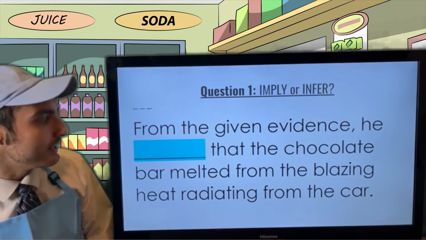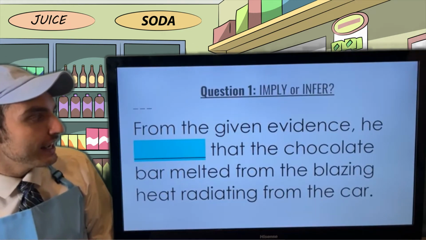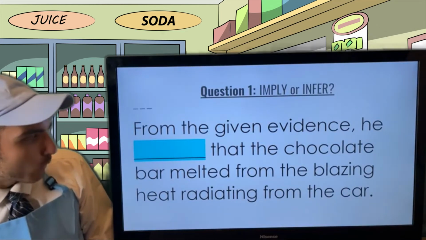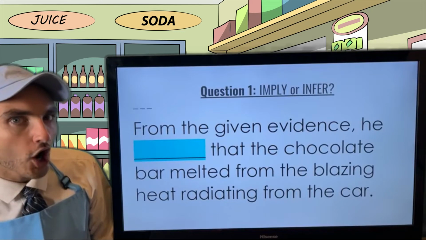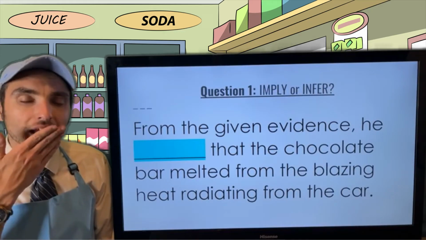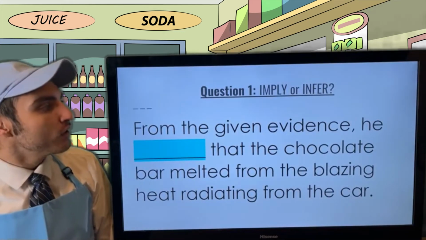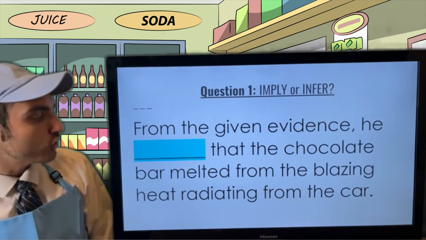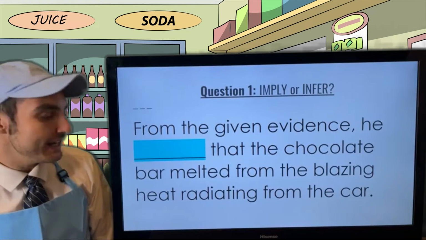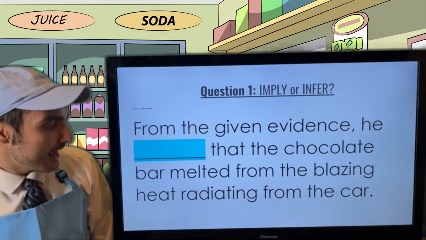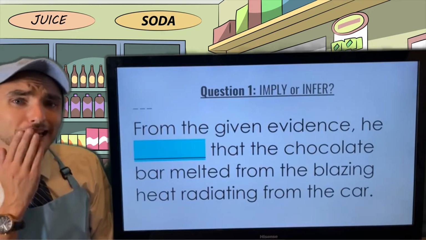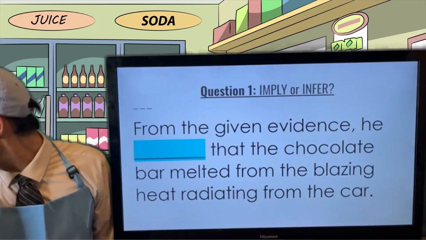From the given evidence, he blank that the chocolate bar melted from the blazing heat radiating from the car. Here it is again. From the given evidence, he blank that the chocolate bar melted from the blazing sun radiating from the car. Oh, the heat is too much.